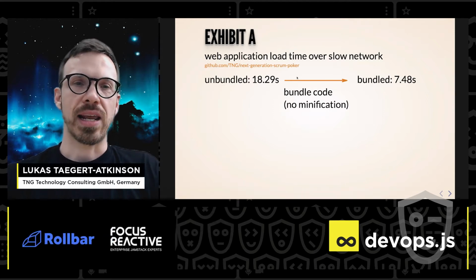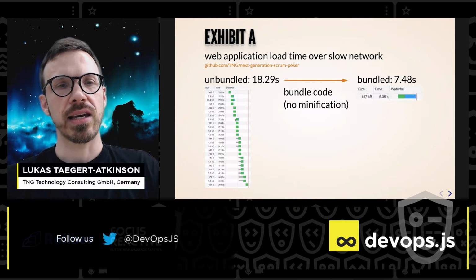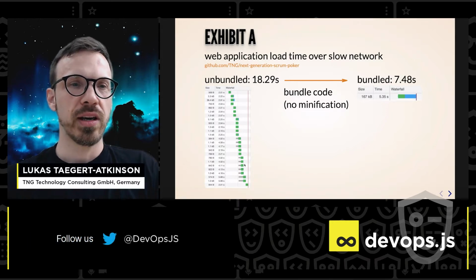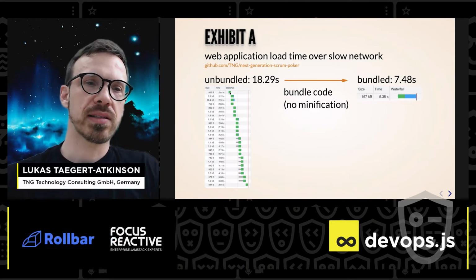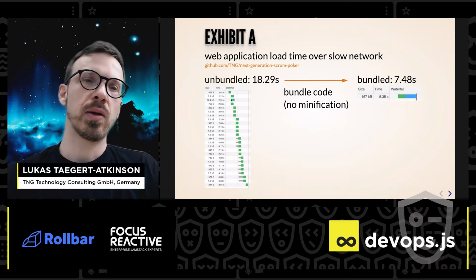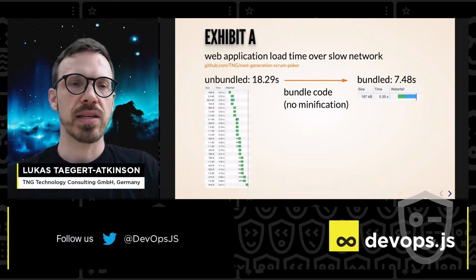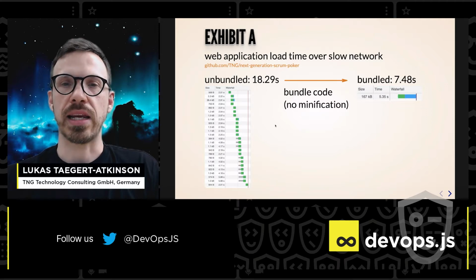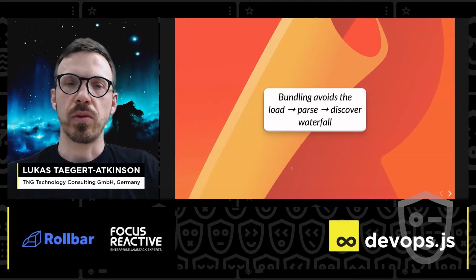So why is that? Why is there this difference in numbers? You can see the difference in these two pictures. It's these green staircase steps, usually called a waterfall. What's happening is it starts with the first file, all of these are JavaScript files, and it sees that there are some imports in the file. Once it has discovered those imports, it sends a network request, asking for those files. So it needs to load those files, parse them, and discover some more imports, and so on. Between all those steps there are network requests back and forth, and this adds up. So what bundling is doing is avoiding the waterfall.